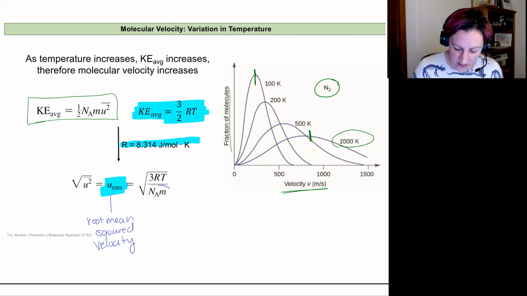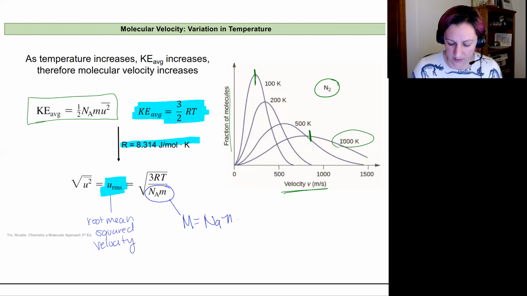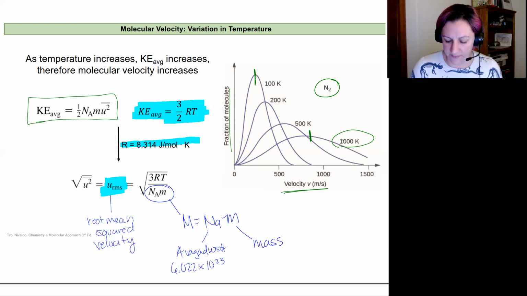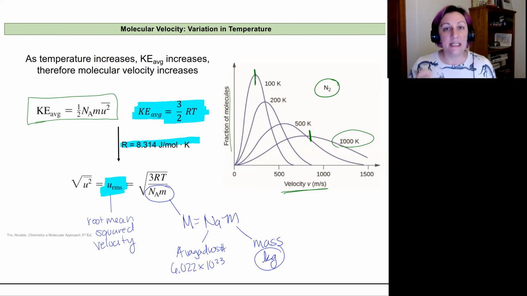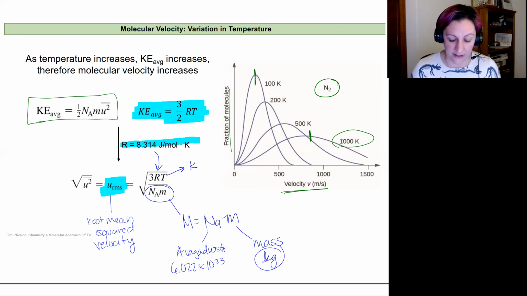So let's remember that this right here is the same as M, which is Na times m. And this is Avogadro's number. If you don't remember that, it's 6.022 times 10 to the 23rd times mass in kilograms. Not grams, kilograms. We need the kilograms to work with joules, right? So that way our units work out. That R value again is 8.314 joules divided by moles Kelvin. Our temperature, of course, will be in Kelvin.